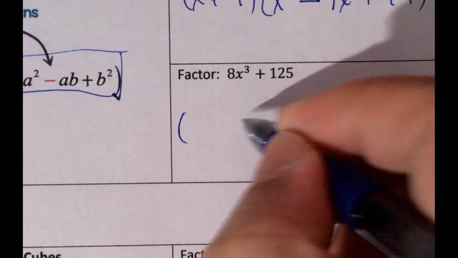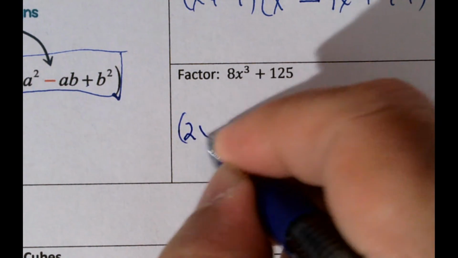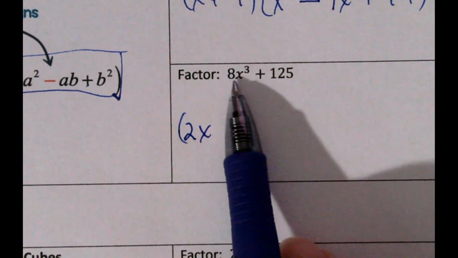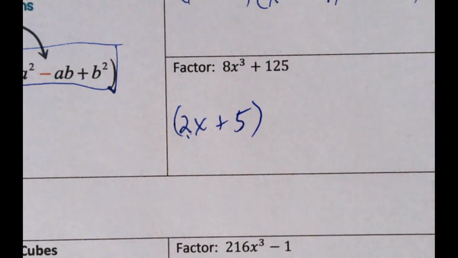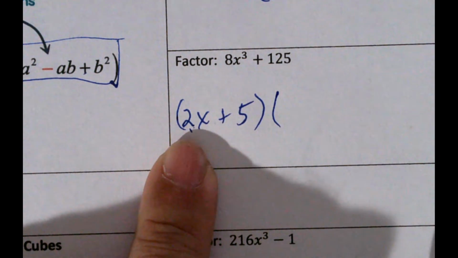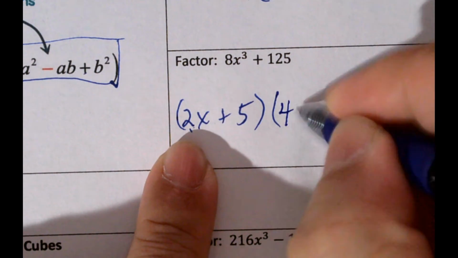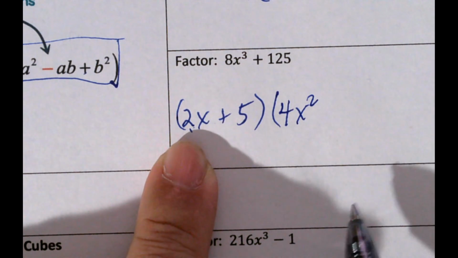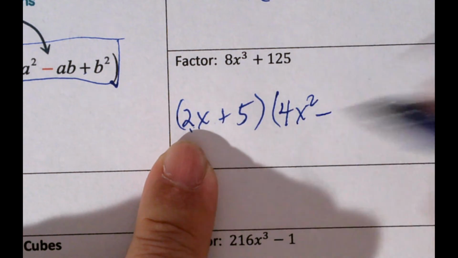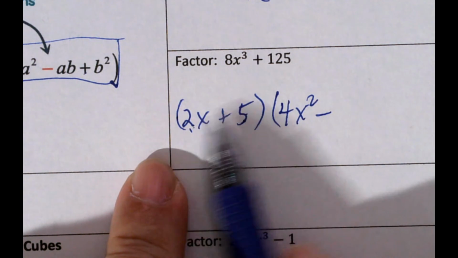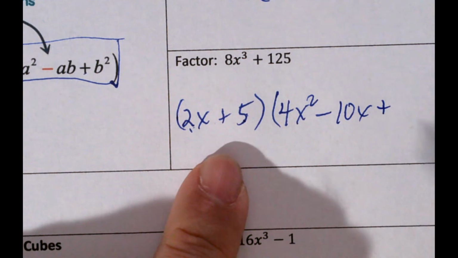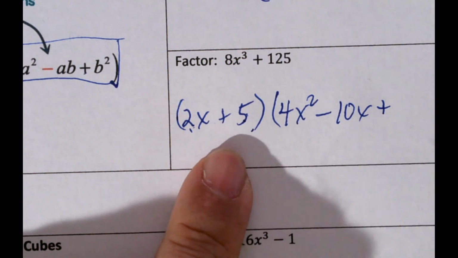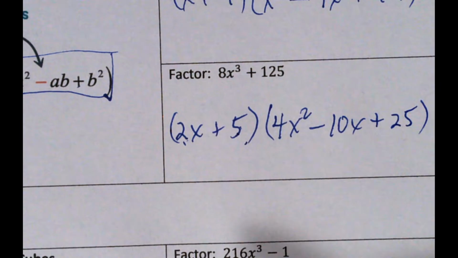So 8 is 2 to the third, x to the third, so I'll bring down 2x. 125 is 5 to the third, so I'll put down just 5. And then the next step, I square the first term. When you square that, that becomes 4x squared. You square the 2 and the x. Change the sign. Multiply the two pieces together, 2 times 5 is 10, so it's 10x. Plus, the last term is always plus, and you square the second term. So that's 25. And that's the answer.